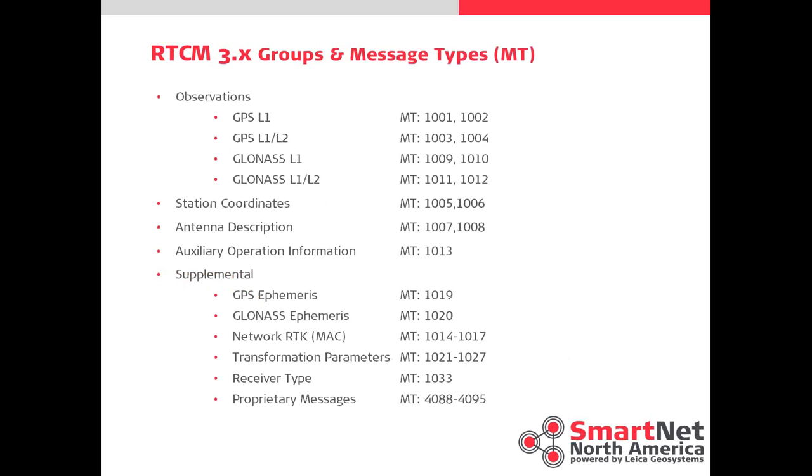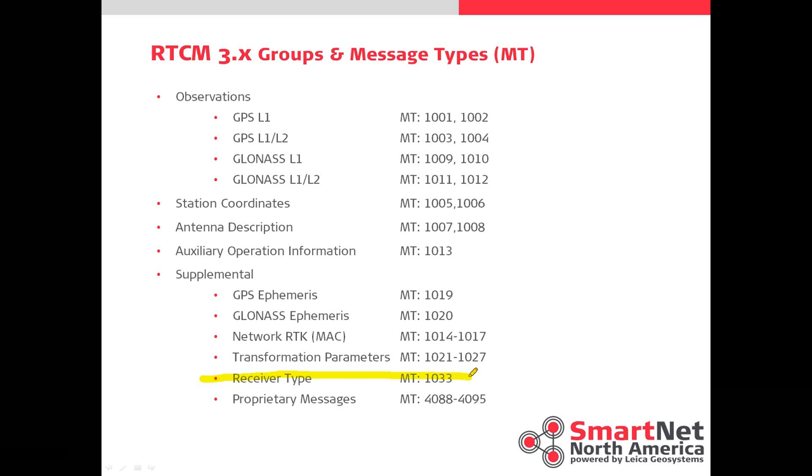reasons are pretty simple. Because it's the only message that we have available to us that allows us to broadcast the receiver type. So the receiver type allows us to broadcast out what you're listening to, and then your rover will take effect to make sure that the L2C phase shifts are handled properly, or that the GLONASS interfrequency bias is handled properly.